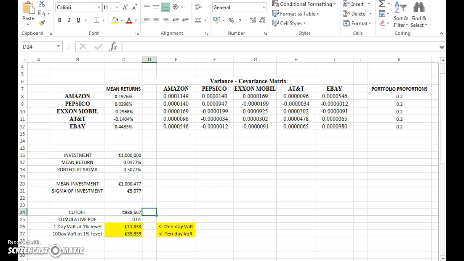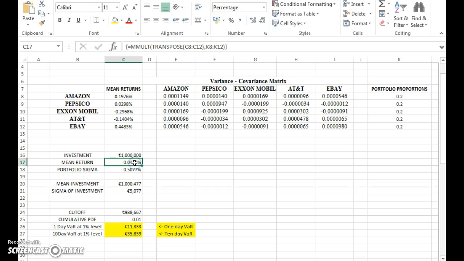So here I have copied over the variance covariance matrix that we estimated earlier. I've also copied over the mean returns, and I have estimated my portfolio proportions. Now, you may wish to obtain an optimal portfolio, but for example purposes, I'm just going to assume that the proportions for each asset are the same. Now, to get the one-day value at risk, we need an initial investment in our portfolio, which is going to be this 1 million here.